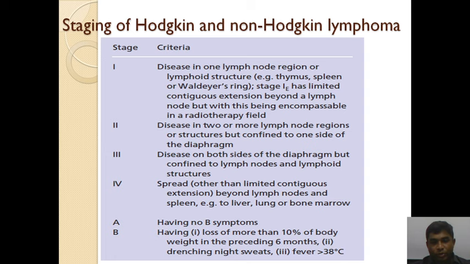So B is one where you have specific symptoms. This includes one or all or any combination of these three features. One is fever, and when we say fever, it's persistent, more than 38. There is significant loss of body weight, that is at least 10% unintentional body weight loss in the last 6 months, and you have severe drenching night sweats. So when any or all of the symptoms are present, it becomes B, and when none of the symptoms are present, we call it A.